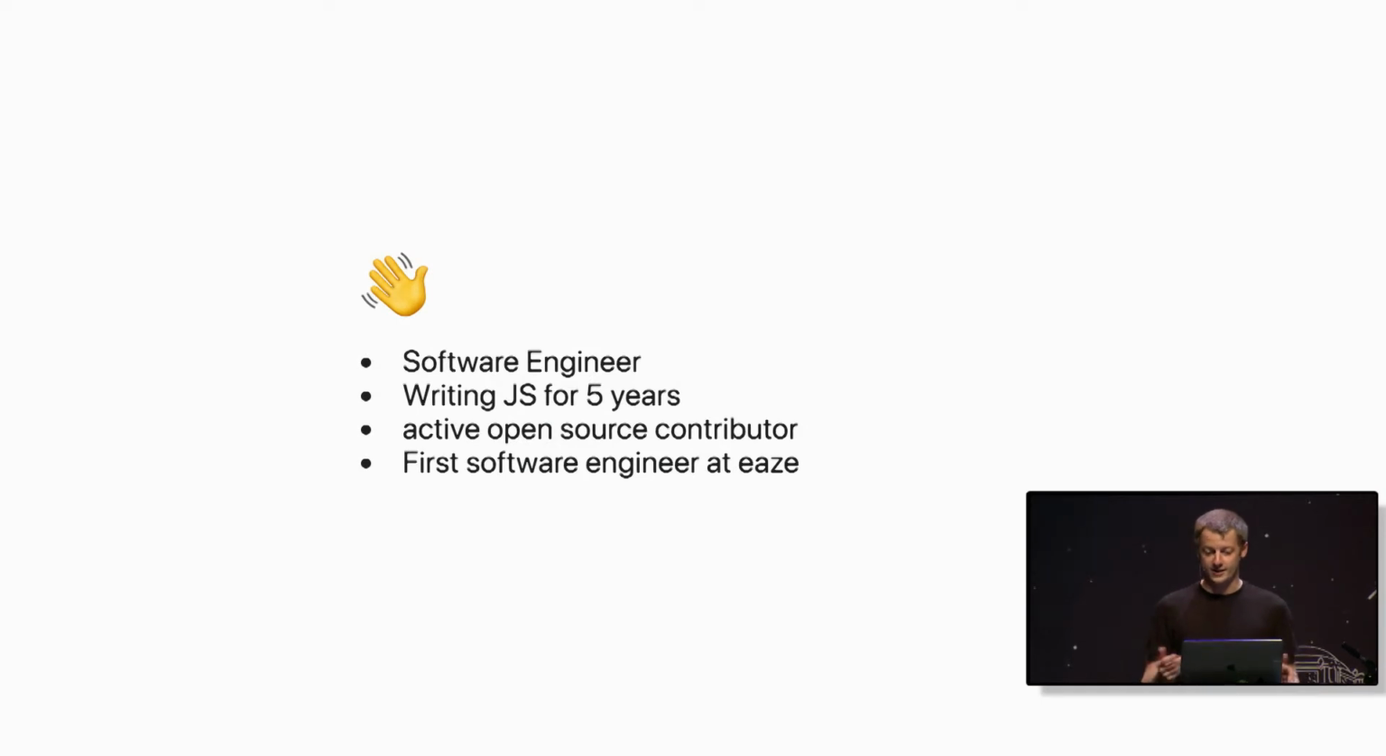So my name is Jack Hanford. I've been writing JavaScript professionally for about 5 years. I was the first software engineer at Ease. I was employee number 5, and I've been there for just about 3 years.